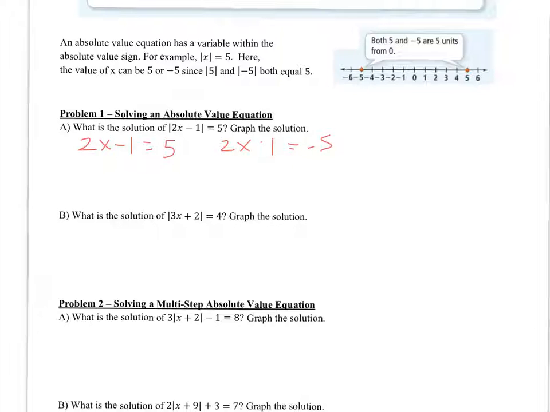So if I solve both of these, I get -2 and +3. So when I'm graphing this, all I really need to see is the -2, +3, say it's equal. These are the only two options I have. -2, +3, two options. Pause the video and do B by yourself.